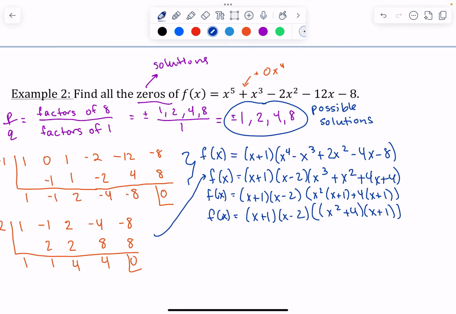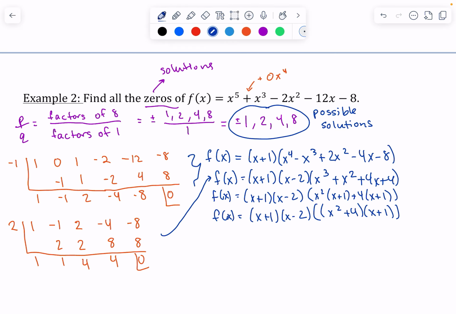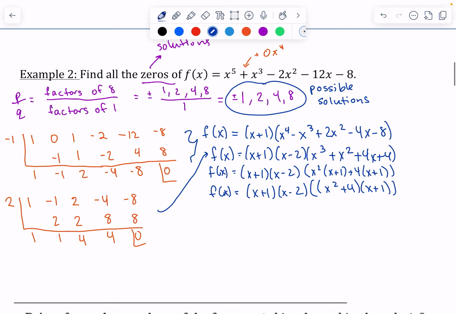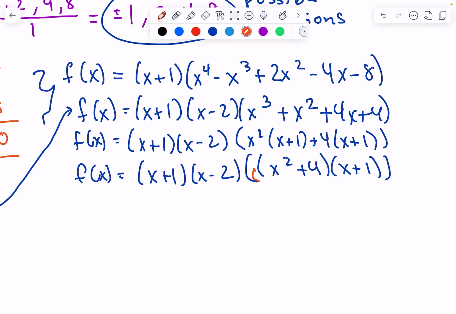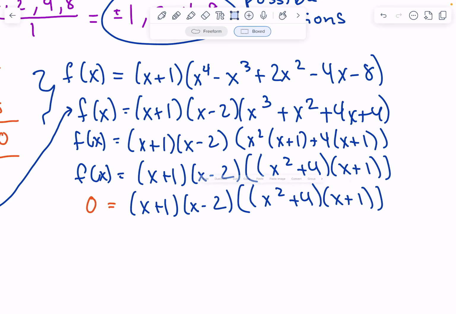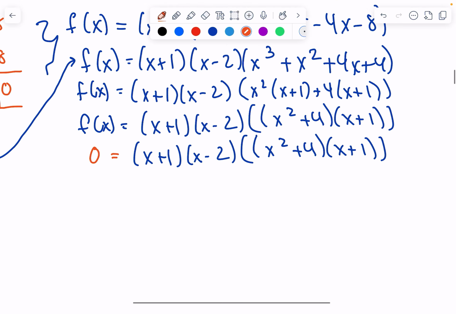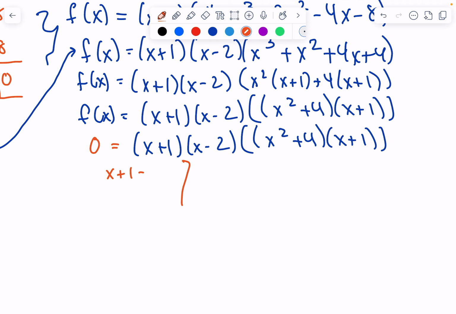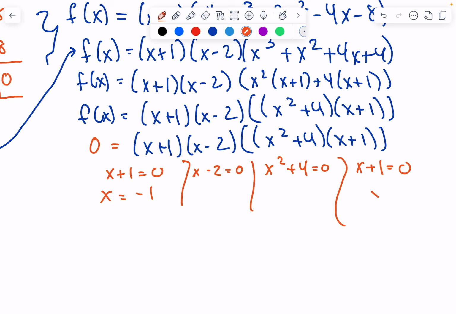Now remember, the whole point of this was to find the zeros. So at this point, now that I have it factored as far as I could go, because remember, we cannot factor this further since it has a plus sign, I'm going to set this equal to 0, and each piece will be equal to 0. I'm just going to copy and paste that. Ta-da! So now I just set each piece equal to 0. And it does end up that one of our solutions repeats. We get a repeated solution of -1.